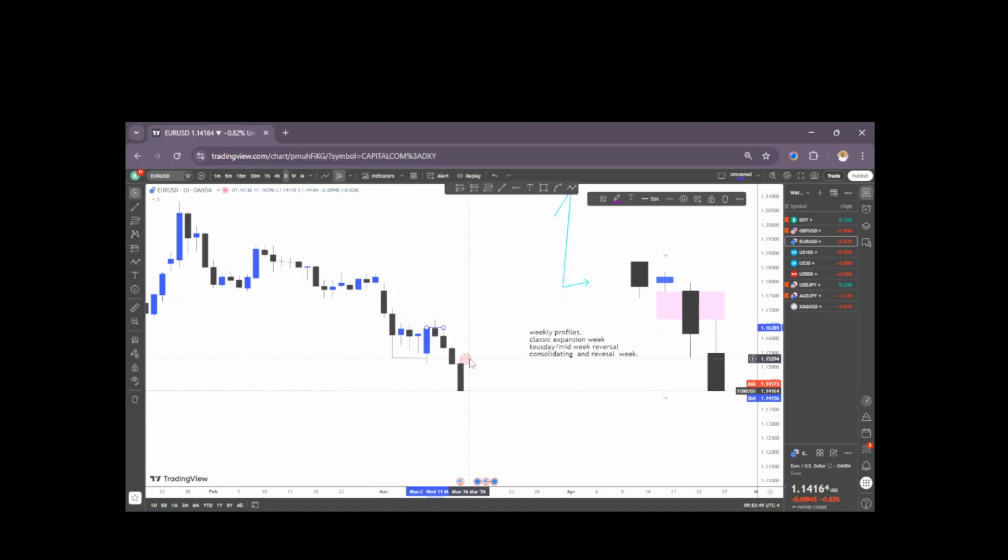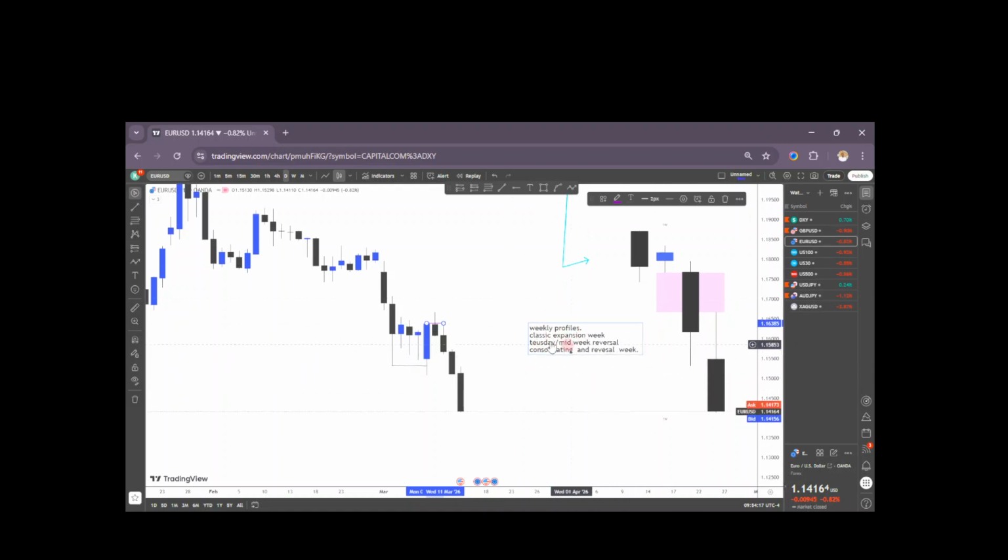And how is that high made? Price came on Monday, we had an expansion to the upwards, and then Tuesday manipulated these highs here, and closed within the range, giving us a reversal candlestick. Now Wednesday, Thursday, and Friday, we are looking to trade downwards. So you can go and look at the weekly profiles, but this week we had a Tuesday or midweek reversal profile.